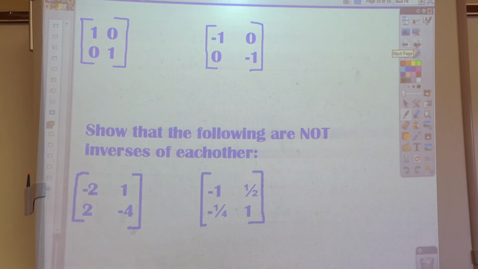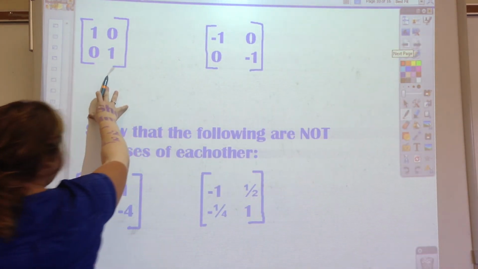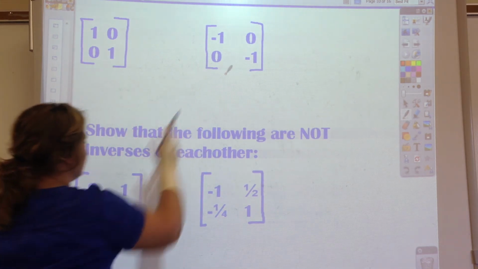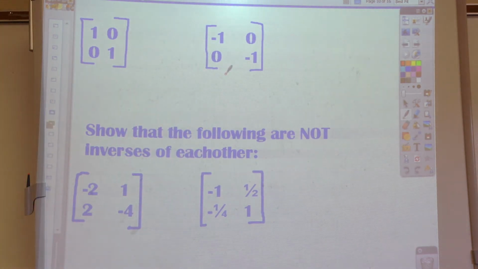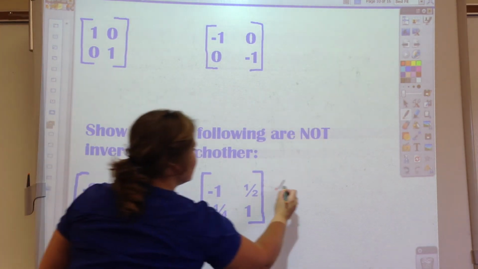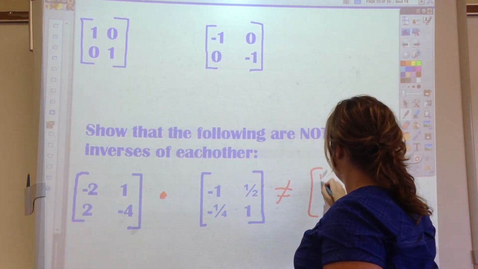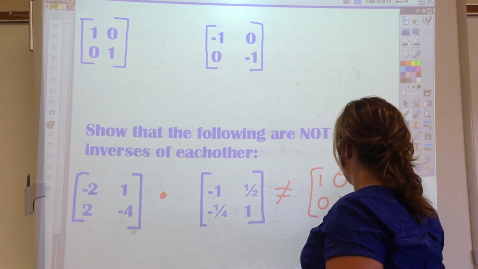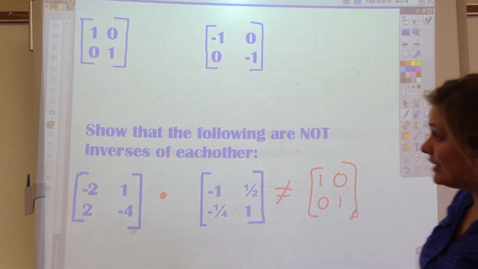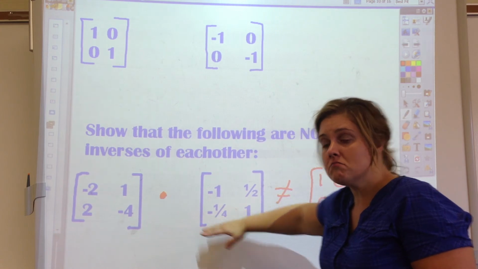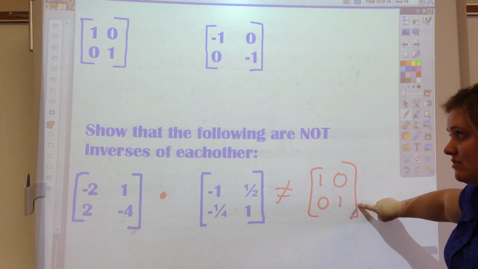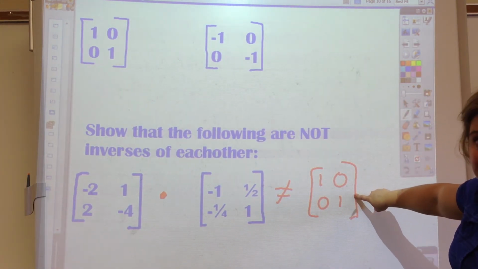All right, when we multiply something by its inverse, we should be getting the identity. And this is the identity times negative 1. To show that two things are not inverses of each other, all we're going to do is multiply them and show that they do not equal this inverse right here. Before you come to class tomorrow, I'd like you to multiply these two together, and hopefully you get an answer that is not the identity.